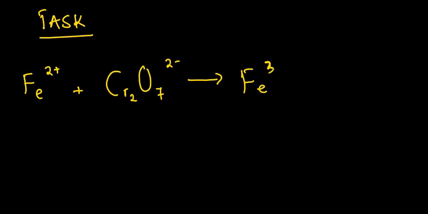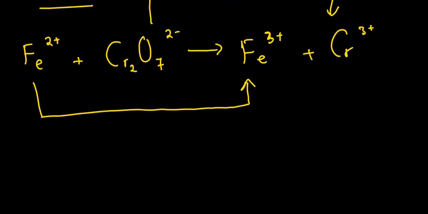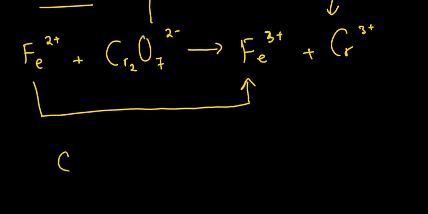That's a 3+. That's a 3+ there. And you have Cr3+. So you're going to group them like this. You take this to be your first half reaction, and you take this to be your second half reaction. So try this.